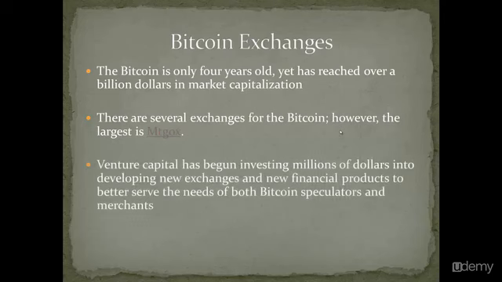That said, venture capital has begun investing literally millions of dollars in developing not only new exchanges, but also financial products to better serve the needs of Bitcoin speculators and Bitcoin merchants. I will discuss this in more detail in my speculation lecture, but for the time being, just be aware that there's a lot of interest in building products that will reduce the volatility of the Bitcoin price in relation to currencies like the US dollar to make it more attractive as not only an investment opportunity, but also as a unit of commerce, a unit of exchange. Currently, the US dollar is closely tied to the Bitcoin. It's the closest tied currency.